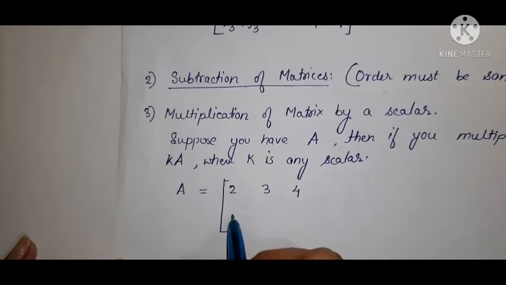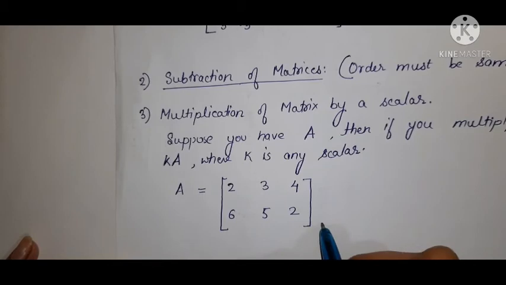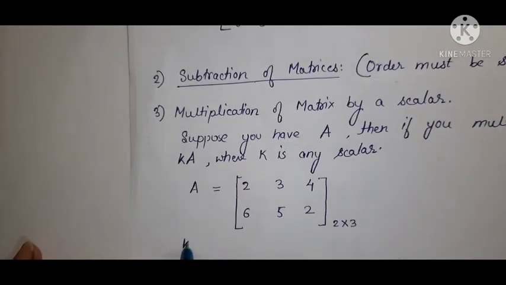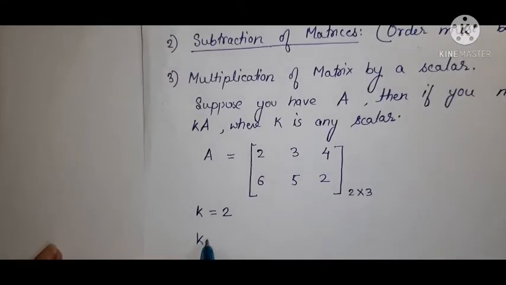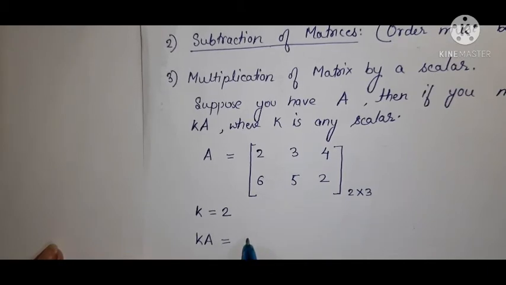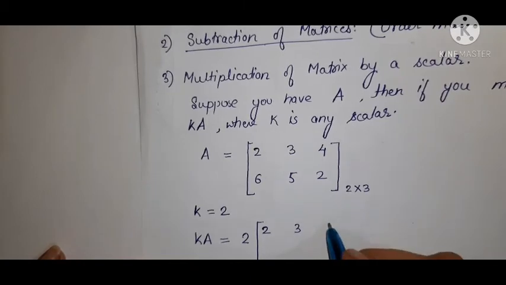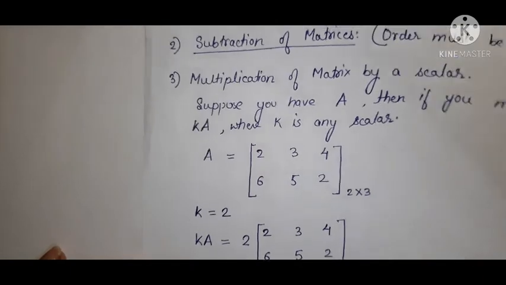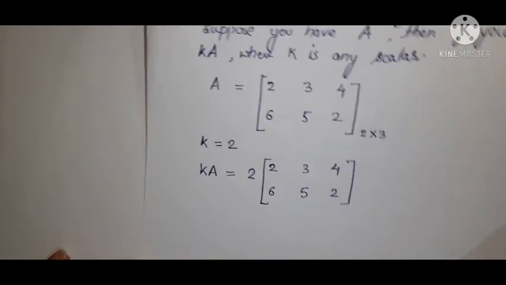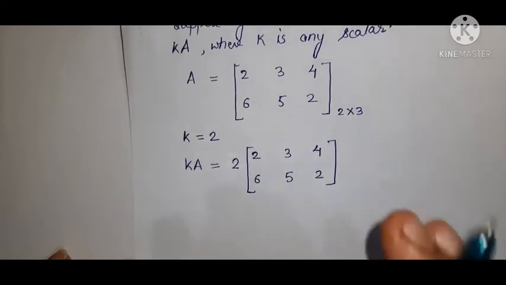Suppose you have A equals 2, 3, 4, 6, 5, 2. The order of the matrix is 2 by 3. And you have K equals 2. Now you have to find KA. It means 2 is multiplied with the given matrix A. Now you have to multiply K with each and every entry of the matrix individually.